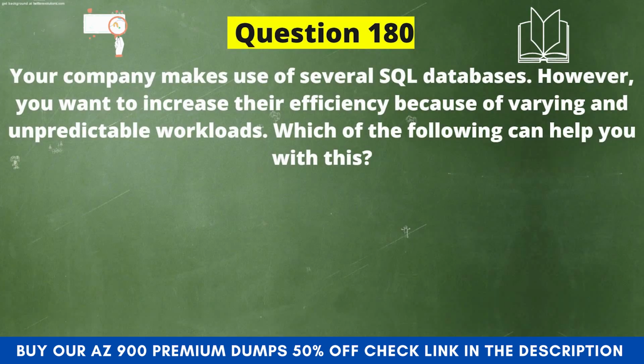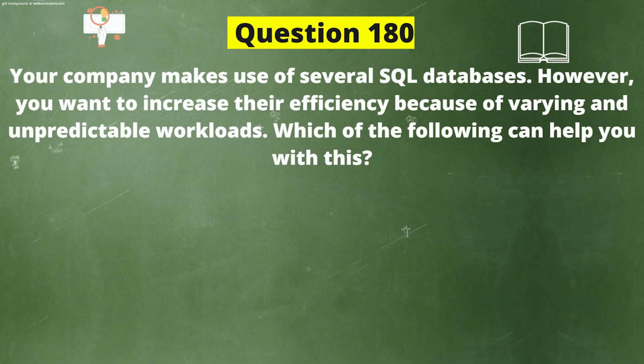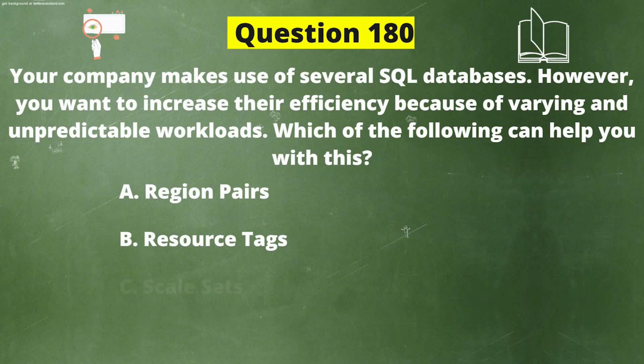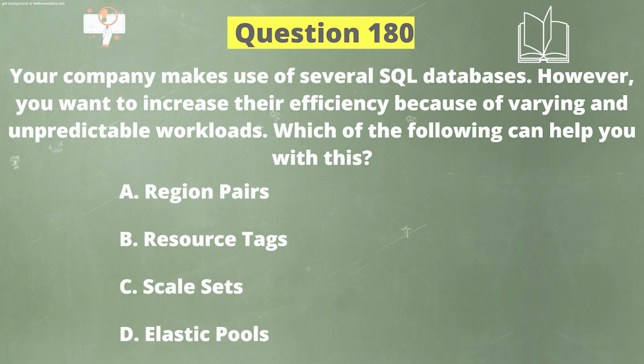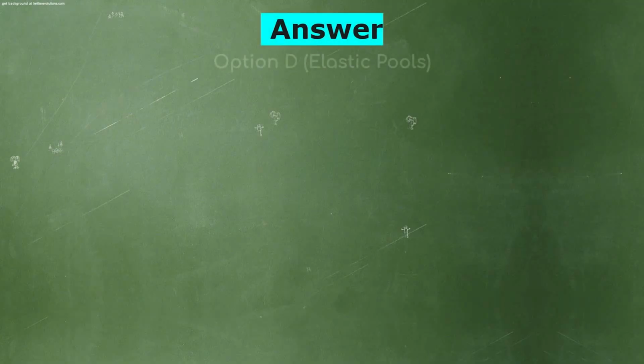Next question. Your company makes use of several SQL databases. However, you want to increase their efficiency because of varying and unpredictable workloads. Which of the following can help you with this? And the options are A. Reason pairs, B. Resource tags, C. Scale sets, D. Elastic pools. And the correct answer is option D.